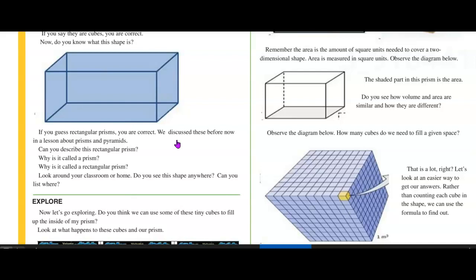Can you describe this rectangular prism? Why is it called a prism? Why is it called a rectangular prism? Look around your class or home. Do you see these shapes anywhere? Can you list where? All right, so some of these, like our matchbox, lunch boxes, or pencil case, some of those items can have the shape of a rectangular prism.